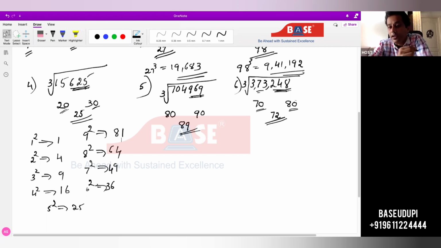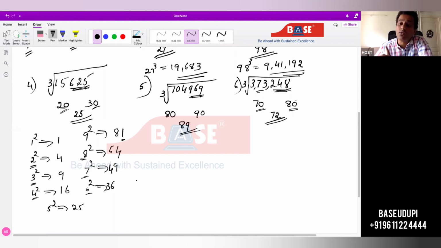If number ends with 1, say, and it is between 20 and 30, then it is either 21 or 29. If a number ends with 4, it is between 60 and 70, say, then it is either 62 or 68. Any number ends with 4, answer ends with either 2 or 8. Any number ends with 9, answer ends with either 3 or 7. Any number ends with 6, answer ends with either 4 or 6. Any number ends with 1, answer ends with 1 or 9.